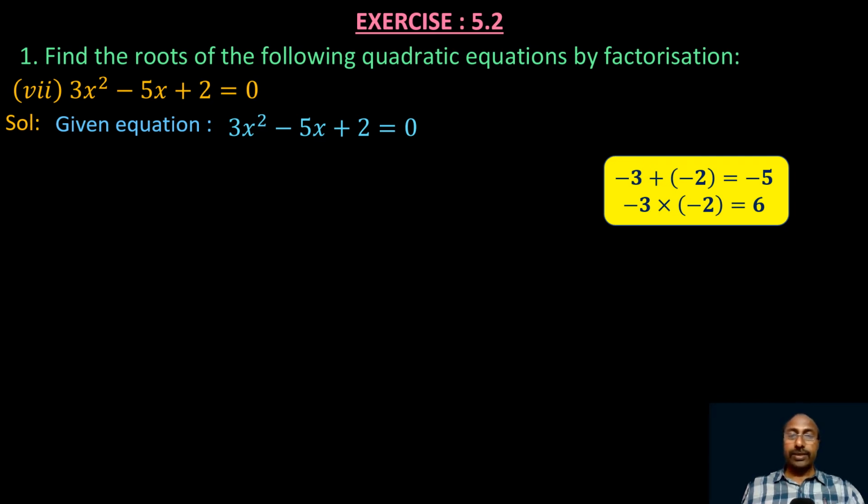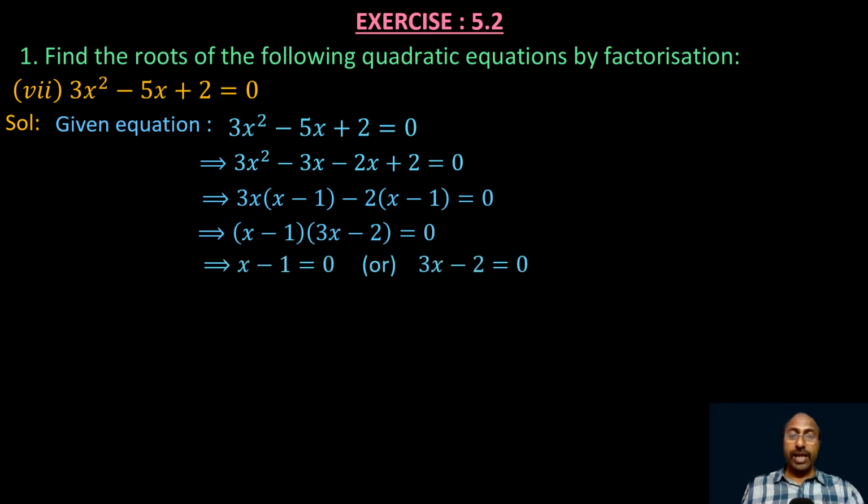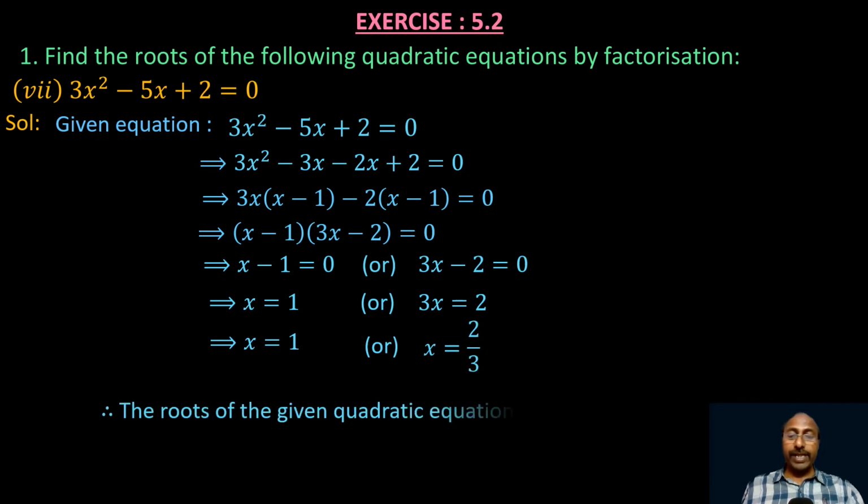Okay. So we can split minus 5x as minus 3x minus 2x and take 3x common in first two terms and minus 2 common in second two terms. So we can write 3x into x minus 1 minus 2 into x minus 1 is equal to 0, and this can be written as x minus 1 into 3x minus 2 equal to 0, and from this we can write x minus 1 equal to 0 or 3x minus 2 equal to 0, that is x equal to 1 or x equal to 2 by 3. Okay. So the roots of given equation are 1 and 2 by 3. Okay, students. So let's go for eighth one.